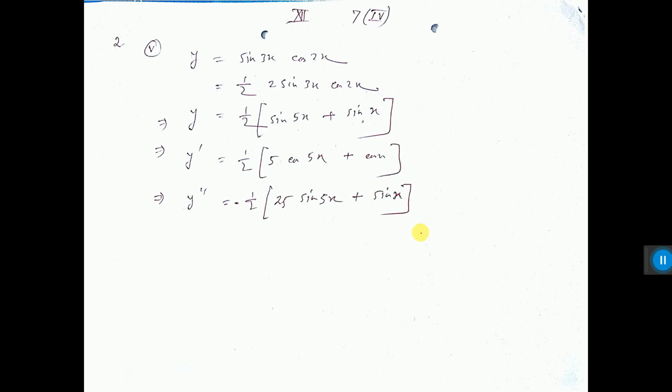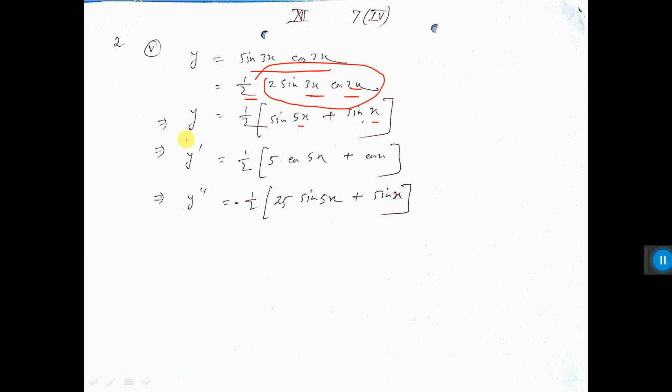Now see, this one technique you apply: y equal to sin 3x cos 2x. So you take half into 2. Then 2 sin a cos b formula, sin a plus b plus sin a minus b. Sin a plus b, that is 3x plus 2x is 5x, plus sin a minus b, that is 3x minus 2x, that is sin x. This is the formula you have learned in class 11.